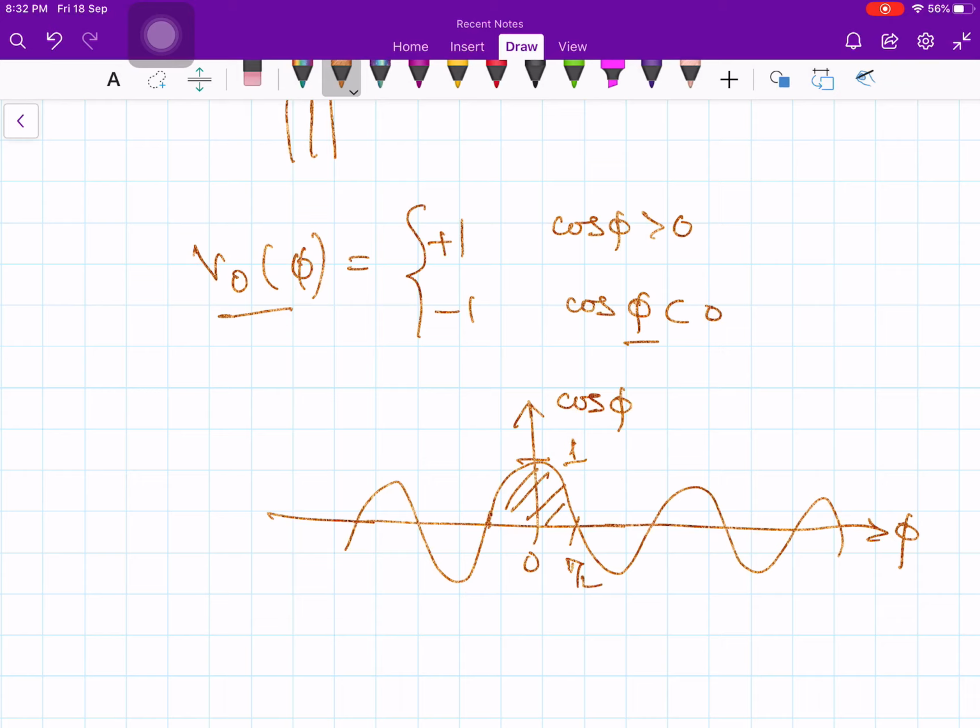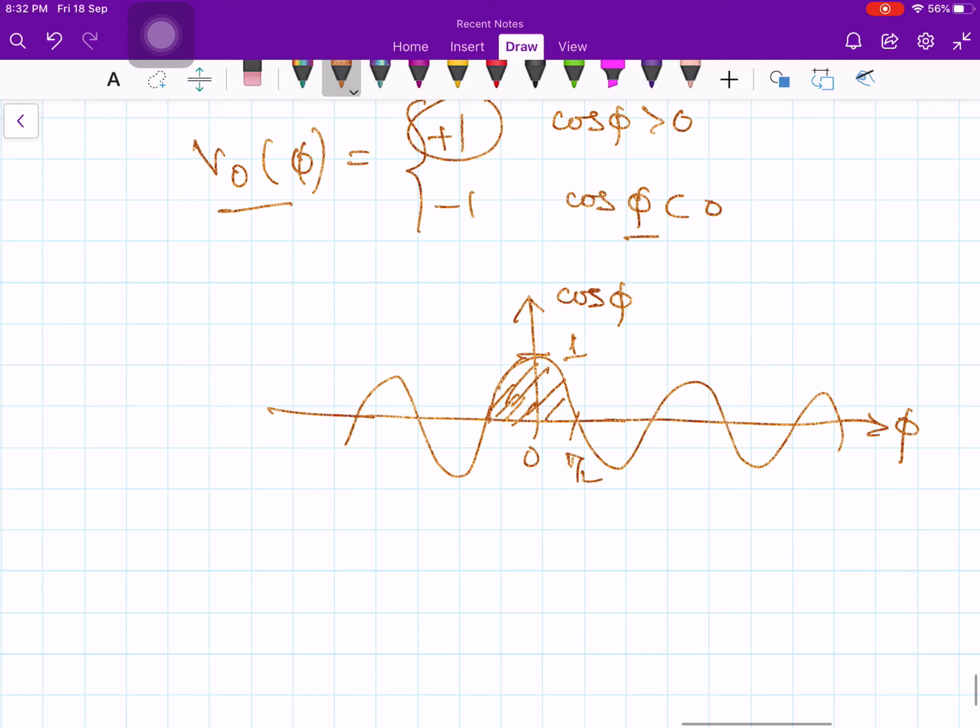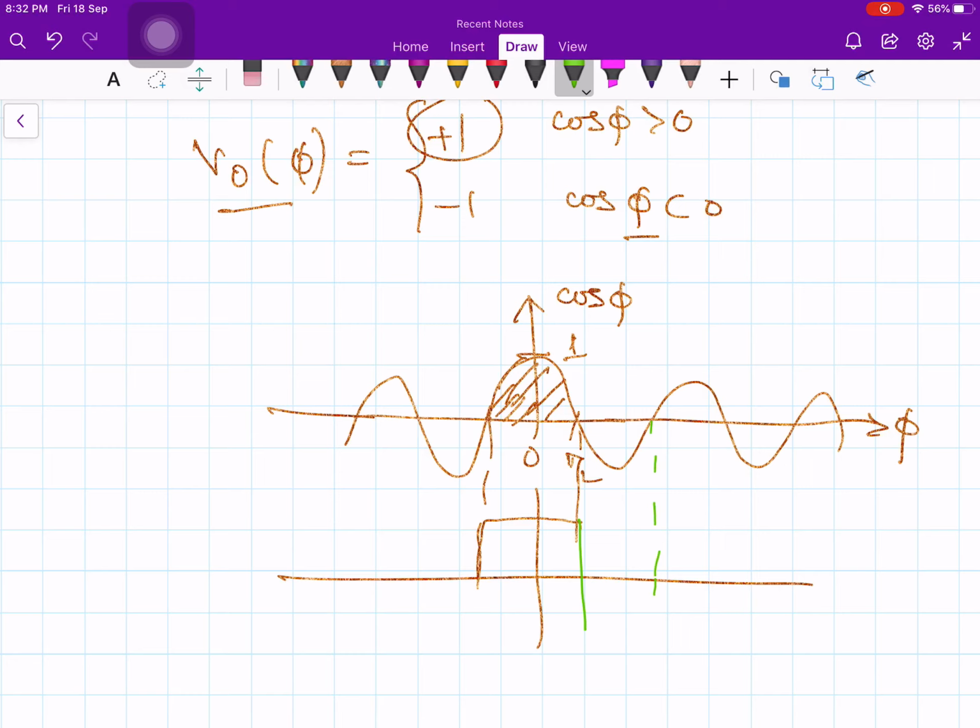Now during the positive half cycle, the cos function is positive, so therefore your V of t is 1. During the negative half cycle, your V of t is minus 1. So in this region it is positive and then it goes like this. Okay, so this is my phi.